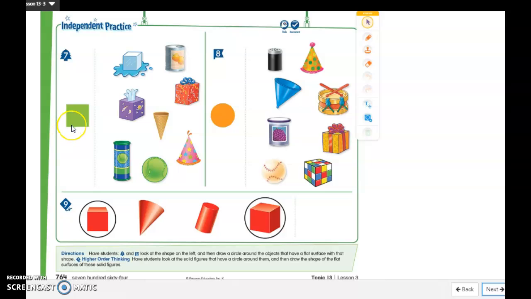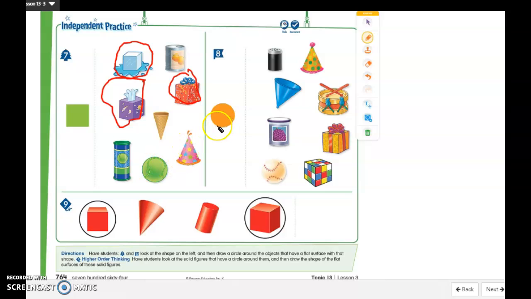Okay, so for the green square set, which ones should you have circled? And since they're items, you should be able to just tell me the name of them, right? Okay, so did you say, let's see, there's squares on the ice cube, there's squares on the present, and I see squares on the tissue box, okay? Cylinders and cones and spheres don't have a square on them, okay?